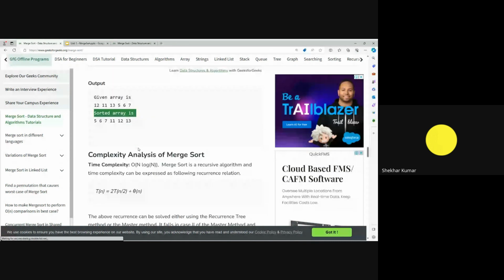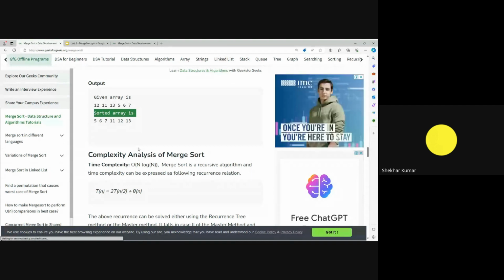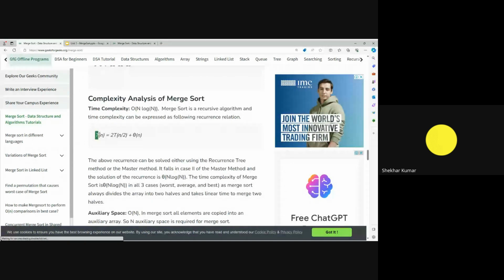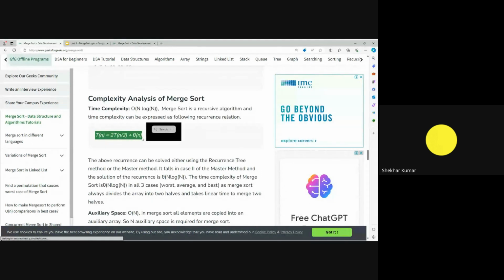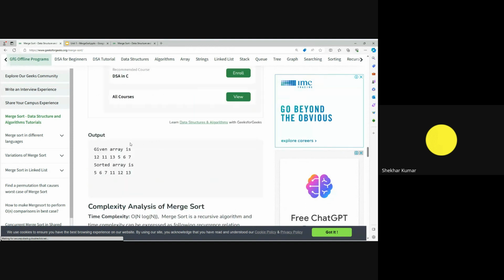Okay. Then the complexity. The complexity of merge sort will be n log n, because merge sort is a recursive algorithm. Every time it calls itself, and the recurrence relation of merge sort will be T(n) equal to 2T(n/2) plus order of n. Every time it will take order of n time to merge the subarrays.